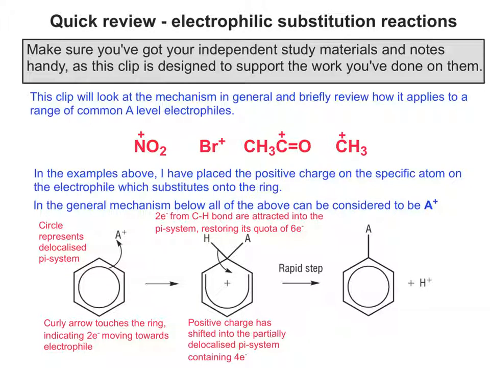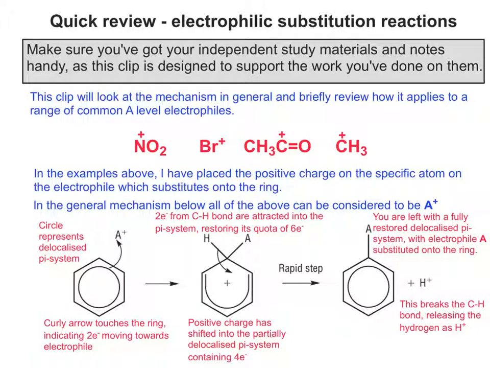So 2 electrons from the carbon-hydrogen bond are attracted into the pi system, restoring its quota of 6 electrons. This breaks the carbon-hydrogen bond, releasing the hydrogen as H+. So you're left with a fully restored delocalized pi system with electrophile A that we started with substituted onto the ring. And the positive charge hasn't disappeared, it simply has been transferred onto the hydrogen that's been lost as H+.